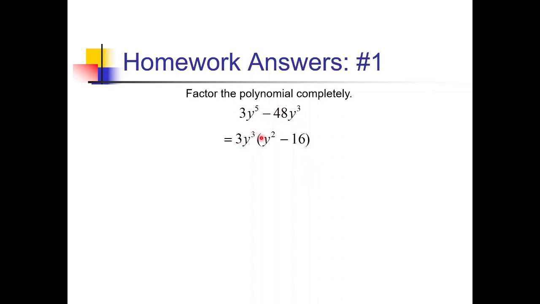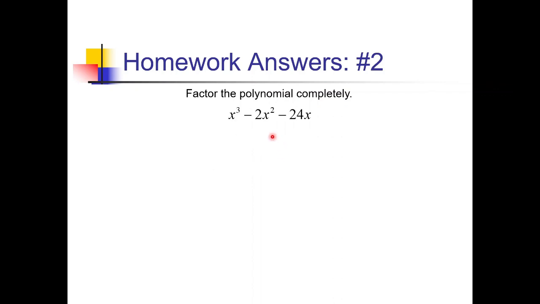Now once you've taken out a common factor, let's double check and see if we can factor the leftovers a little bit more. Y squared minus 16 is a difference of perfect squares. So we can factor that using the a plus b, a minus b shortcut. So we have the 3y cubed we initially took out, and then the square root of y squared is y, square root of 16 is 4, so we have y plus 4 and y minus 4.